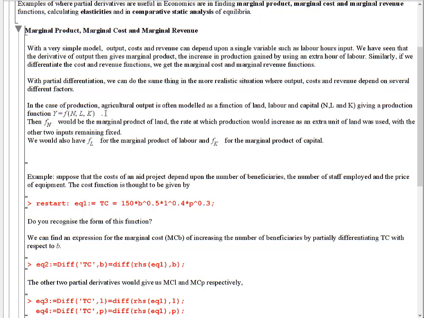For example, if you're talking about production, maybe in agriculture, that's often modelled as a function of these three variables here: land, labour and capital, where N stands for natural resources, land, labour, capital. So you write it like this, a production function. If that's total production, then Fn will be the marginal product of land. That's the extra bit of production you get if you get an extra unit of land, with the other two inputs remaining fixed. And FL is the marginal product of labour. So if you have a bit more labour with the same amount of land, the same amount of capital, and so on. And FK is the marginal product of capital.